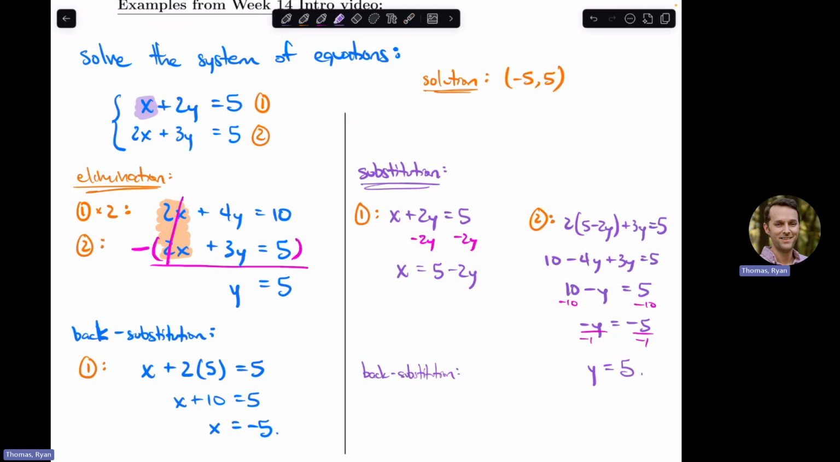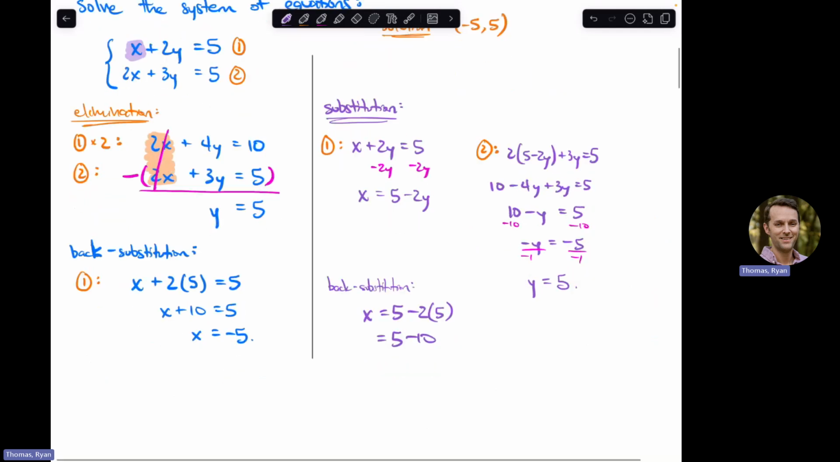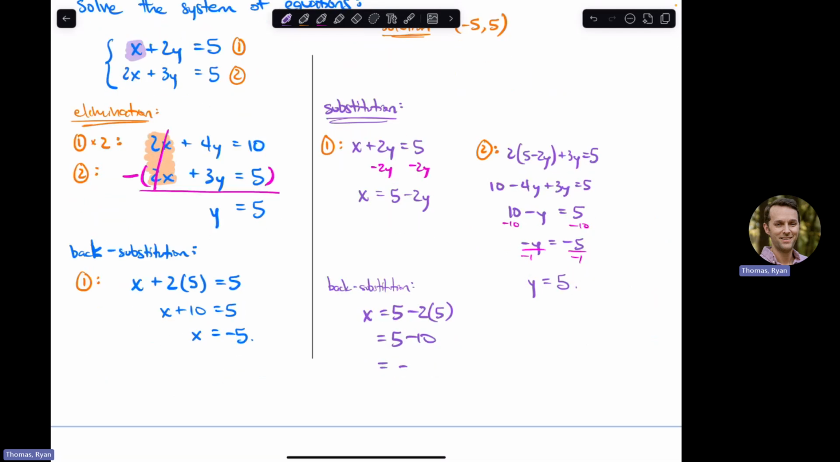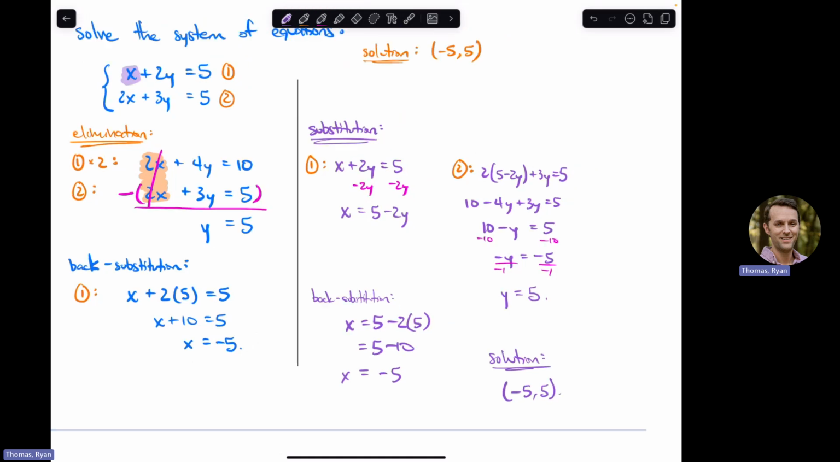So I'm going to plug into this thing right here. So x is 5 minus 2y, but I just figured out that y is 5. So 5 minus 10. So x is negative 5. And then again, our solution is the point negative 5, 5.